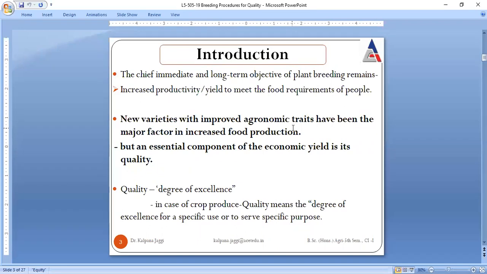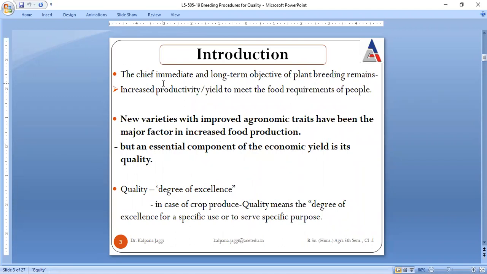So, introduction. I will be relating here two breeding procedures. One is for yield and one breeding procedure is for quality. If you look at your syllabus, there are modern and breeding approaches in terms of, say, yield, and then you have one topic after the biotic and abiotic resistance, that is breeding procedures for quality.